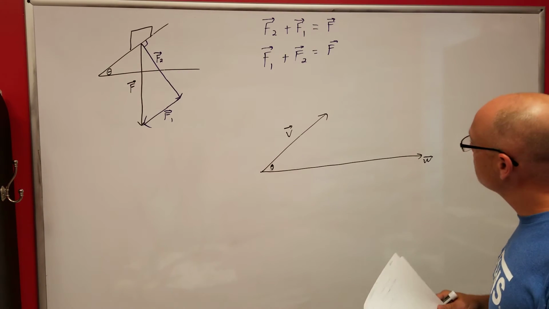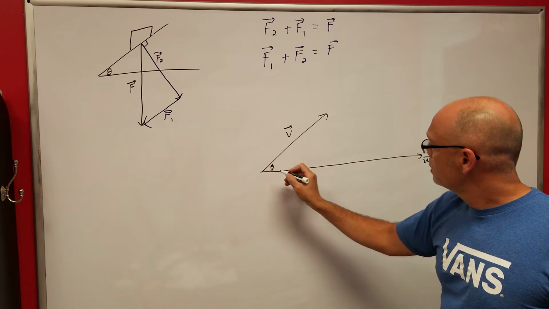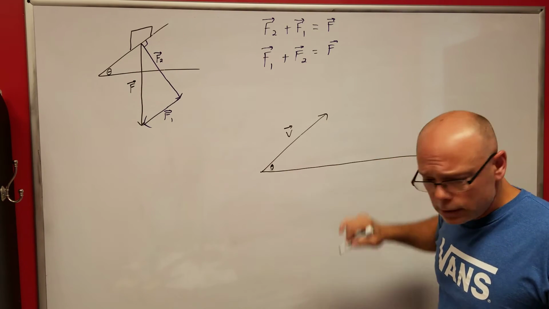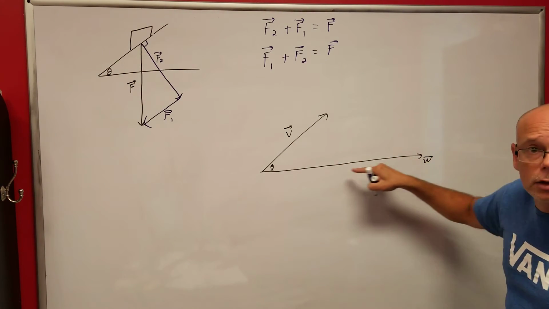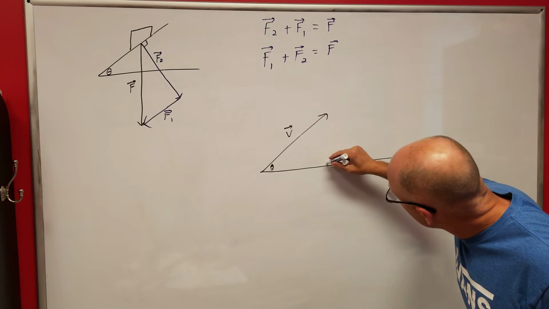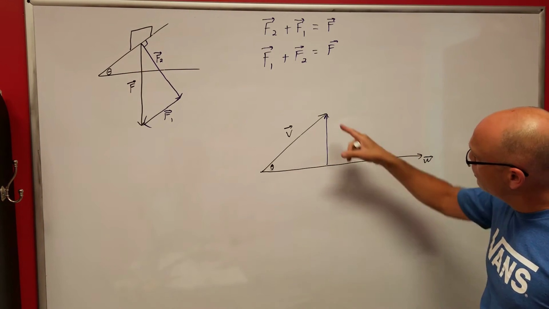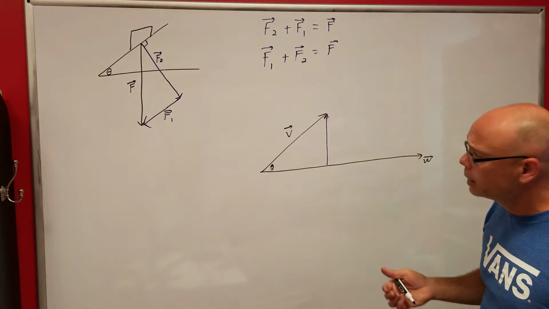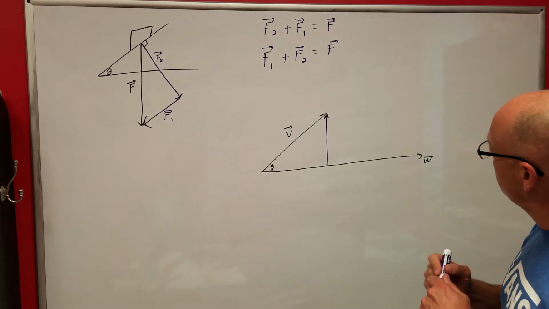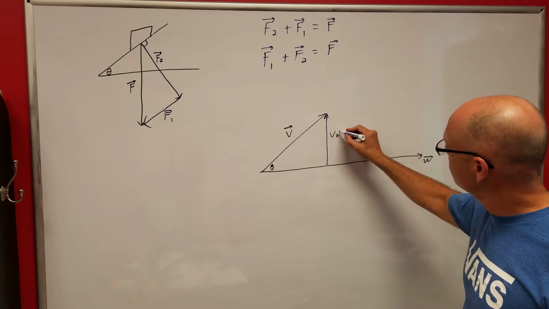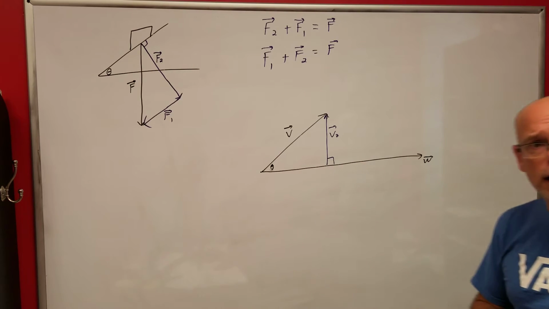And let's look at drawing a vector here that's orthogonal to vector w. Let's put the tip of it at the tip of vector v like that, okay? Your book calls this vector v subscript 2. And we're going to make it orthogonal there, so we're going to make a right angle.